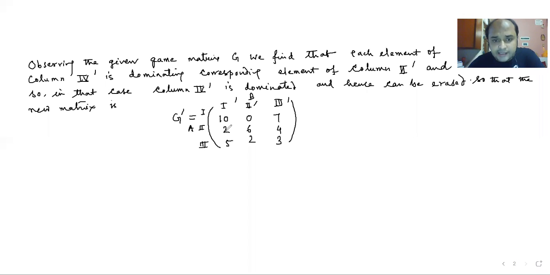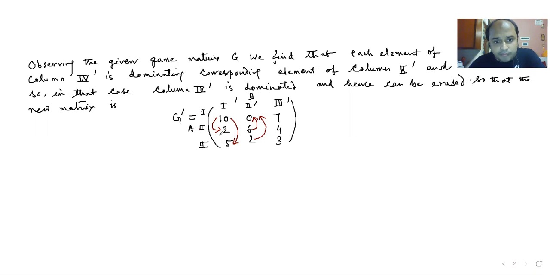If we carefully observe, suppose I'm comparing row 1 and row 2. Now you see 10 is greater than 2, but 0 is less than 6. So no way can rows 1 and 2 be compared, because here this is dominating that, but here that is dominating this. So it is not happening with respect to 1 and 2. If we compare 1 and 3, then 10 is dominating 5, but again 2 is dominating 0.